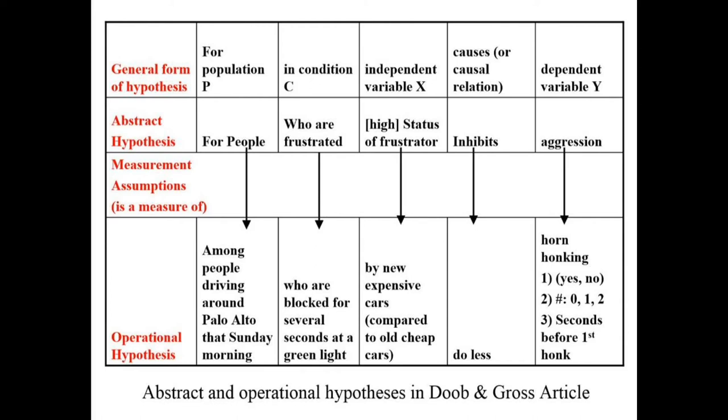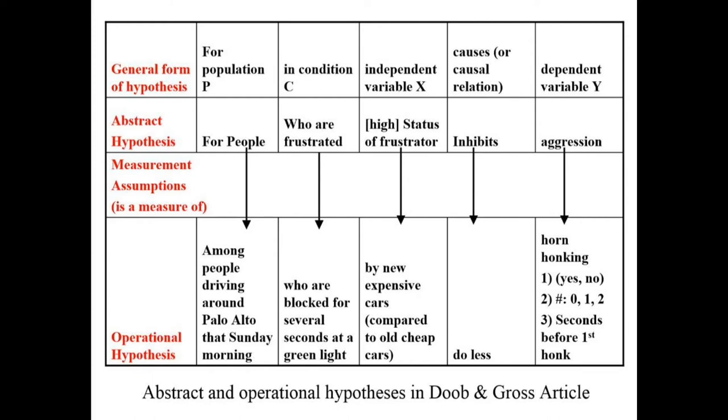So here you can see how different kinds of things can fit within this general model. An exercise that you might do after this lecture is to think about something that you're interested in and ask, how would you fit it into this chart? How would you define the population of interest? How would you understand the condition that you're interested in them being in? And then how would you think about the relationship between two variables?